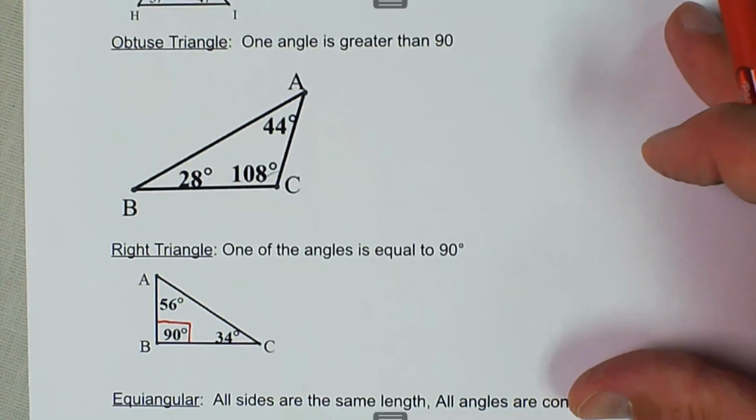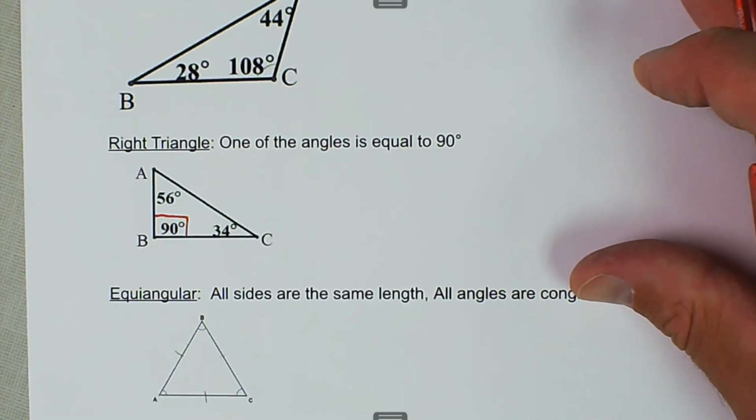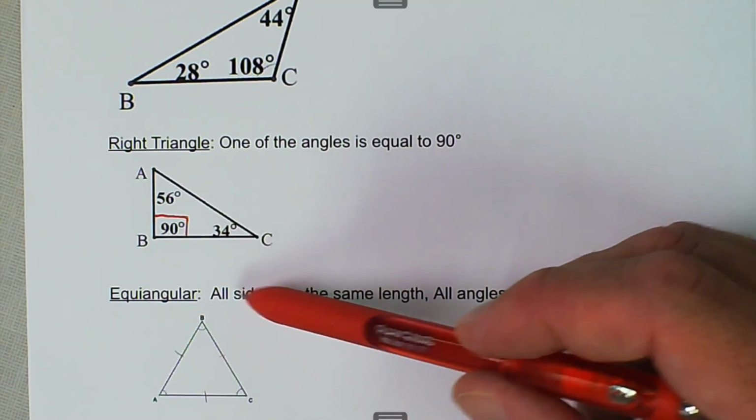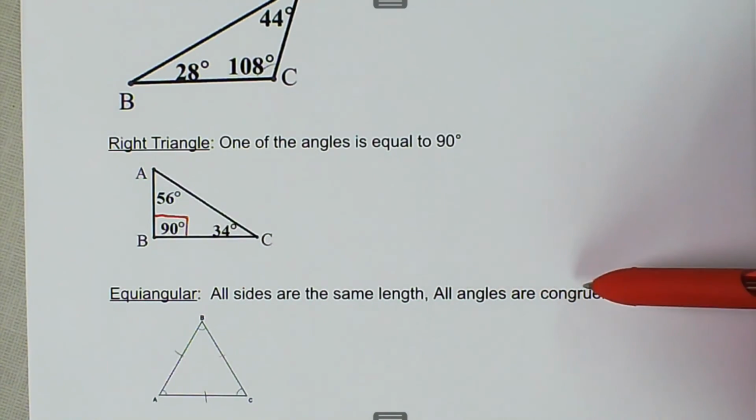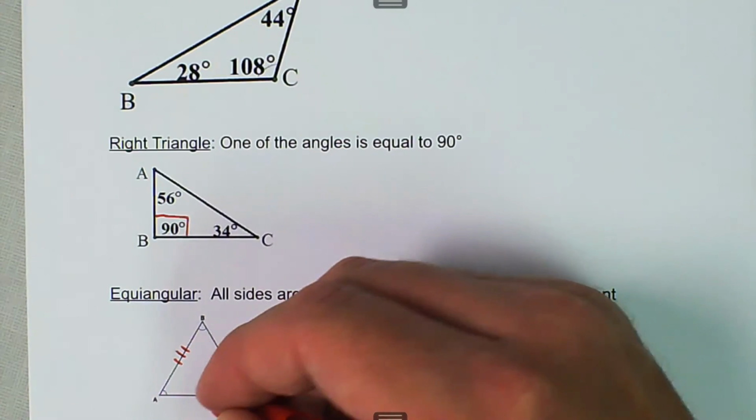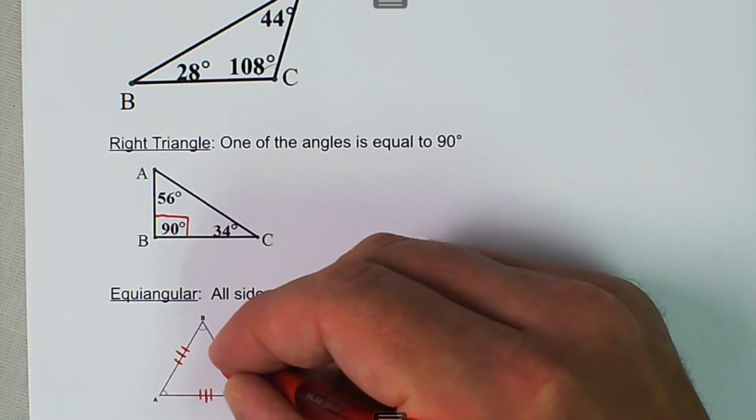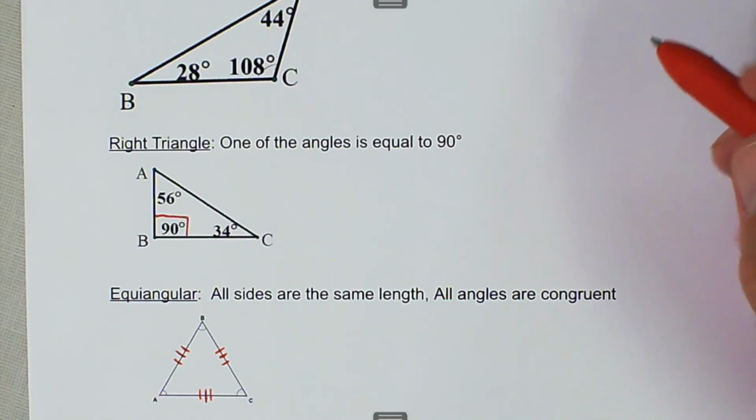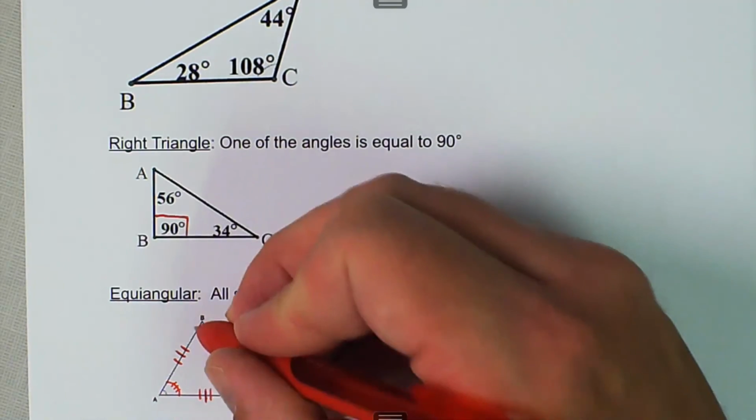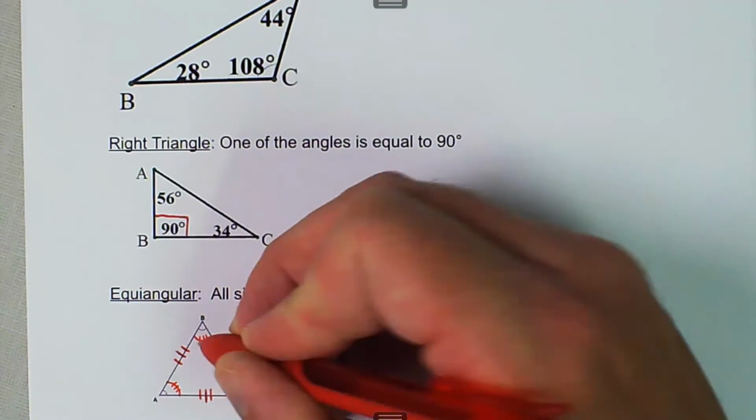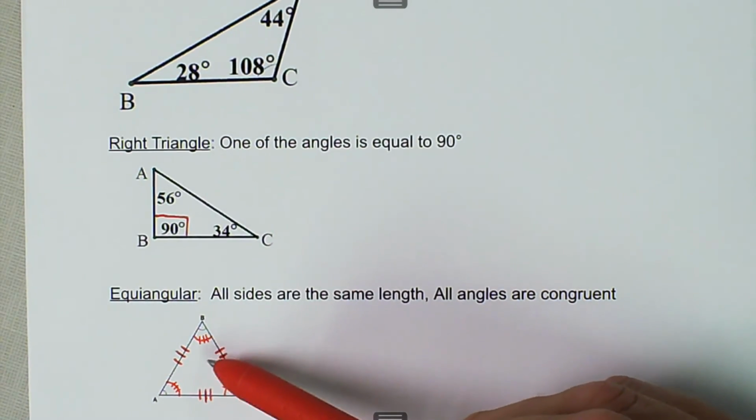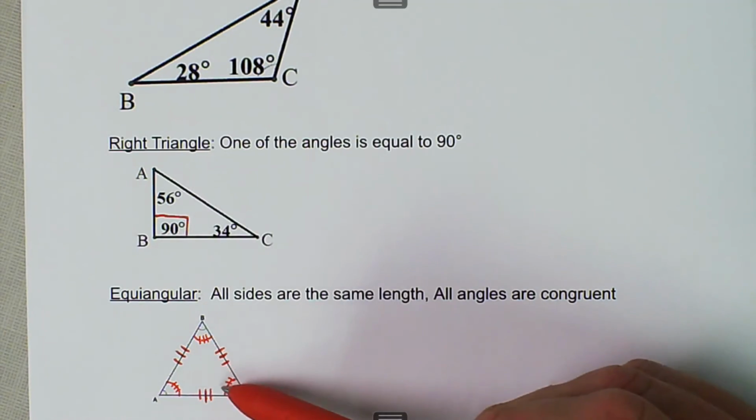And then the one that we started out with was equilateral, and we'll finish up with equiangular, but it's the same thing. Equilateral and equiangular are the same. All sides are the same length. All angles are congruent. So if we have 3 congruent marks here, and 3 congruent marks here, and 3 congruent marks here, all the sides are congruent. So then we can mark that angle with 3, we can mark this angle with 3, and we can mark this angle with 3. So if the sides are all congruent, opposite angles are also congruent.